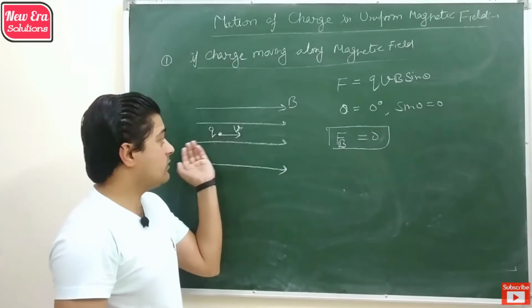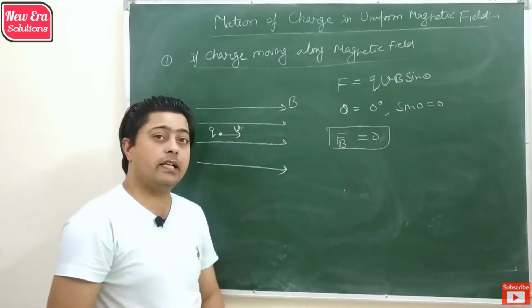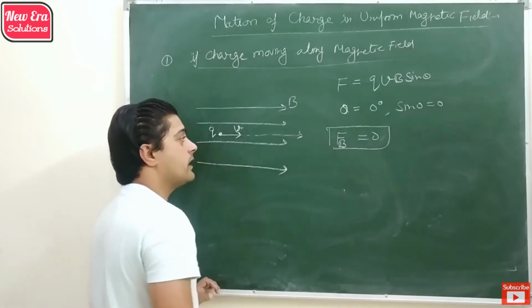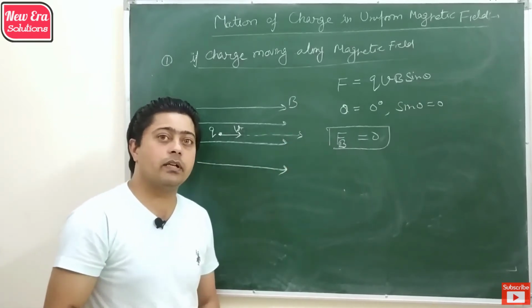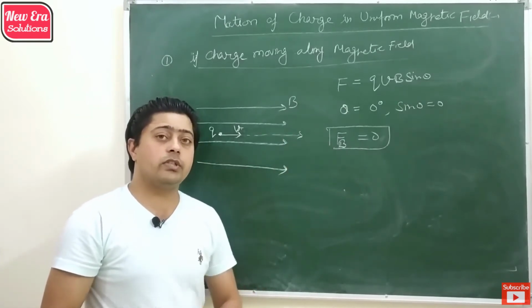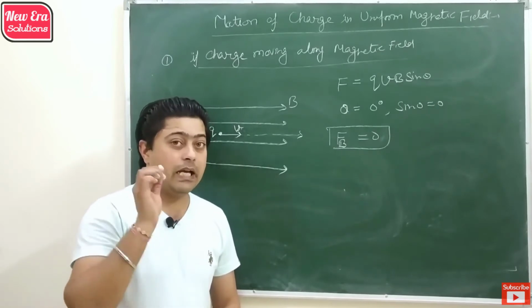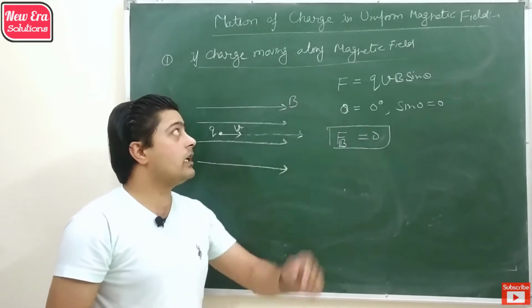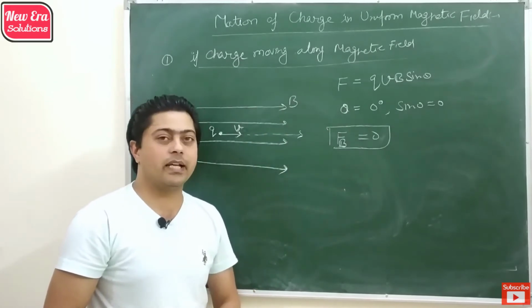So the charge which is moving in the right direction will move undeflected in the same direction. So there is no change in the magnitude as well as in the direction of velocity when a charge moves along the magnetic field.